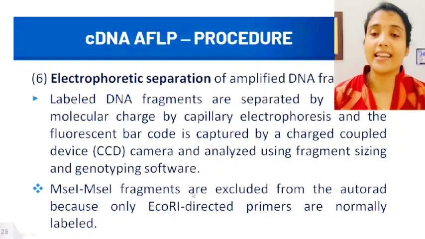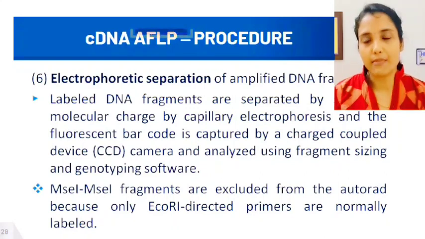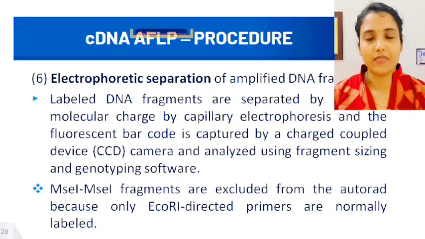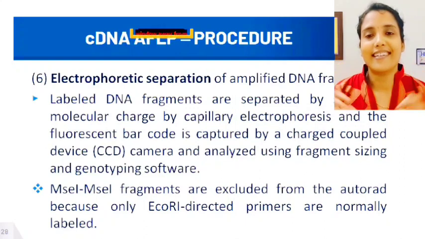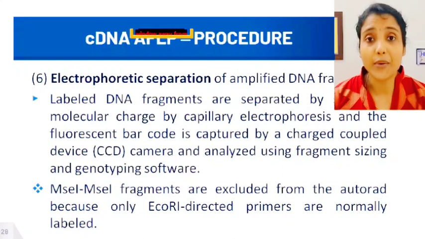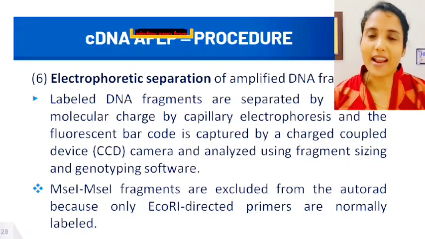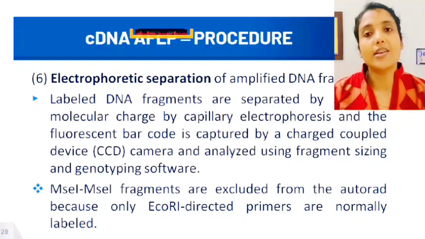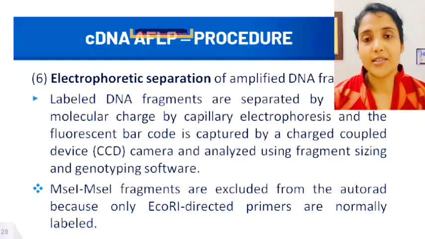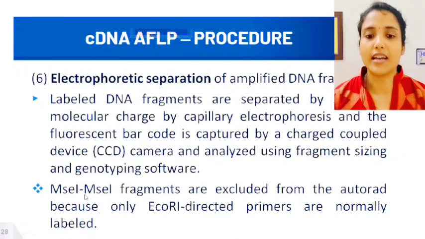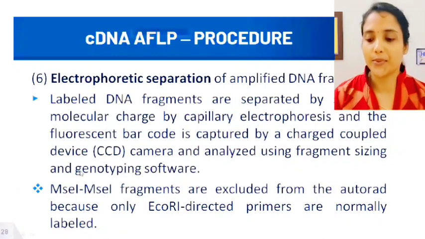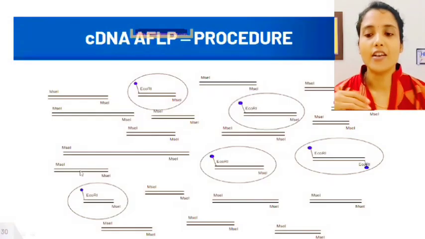I had told you in the beginning, right, those fragments which have been cut by MS-E1 on both sides, we are going to avoid them during the electrophoretic separation, because there will be numerous pieces which are cut by MS-E1 on both sides, because it's a frequent cutter. If we take all those fragments, that is going to crowd up our gel electrophoresis. So to avoid that, your EcoR1 primer is labeled, so that is easily detected. Okay, you can see it is detected by a charge coupled camera. So only those fragments are detected and we can analyze those.